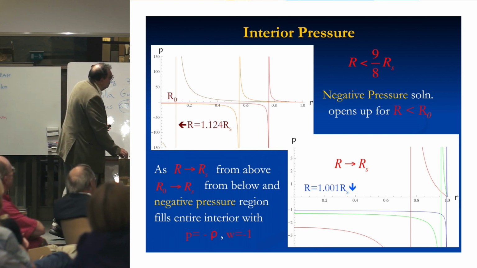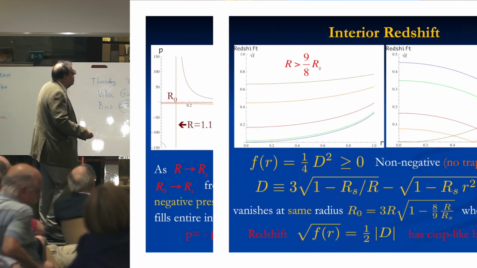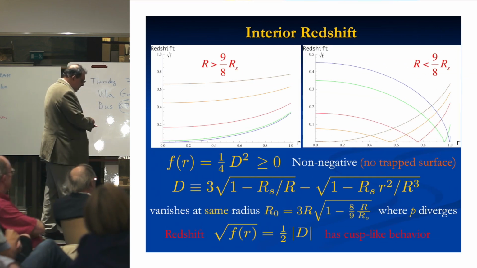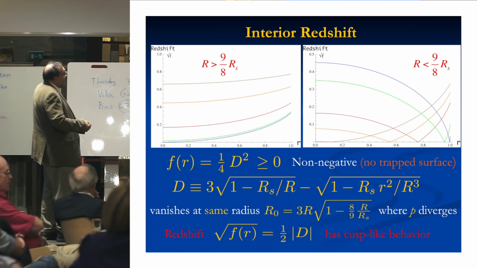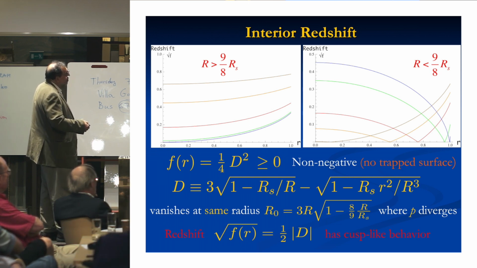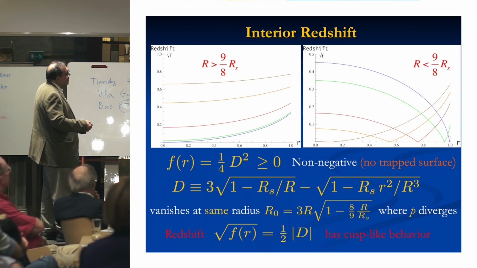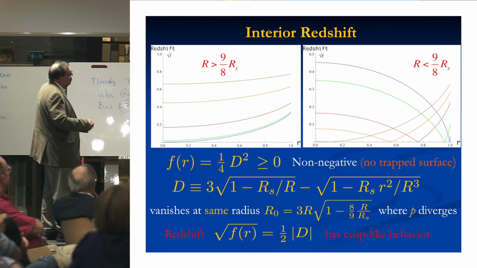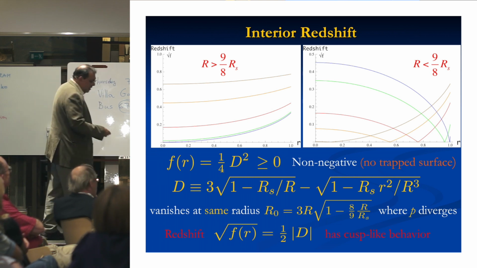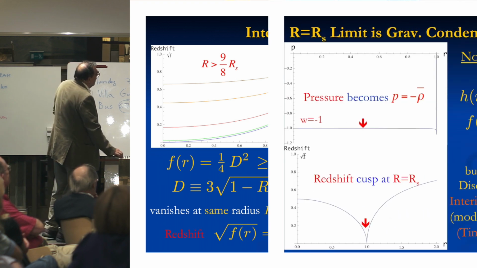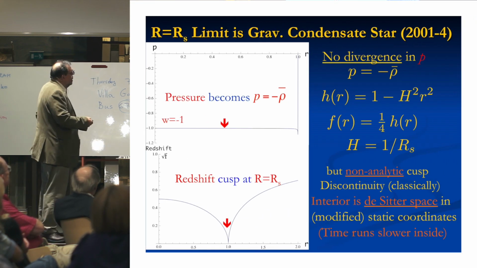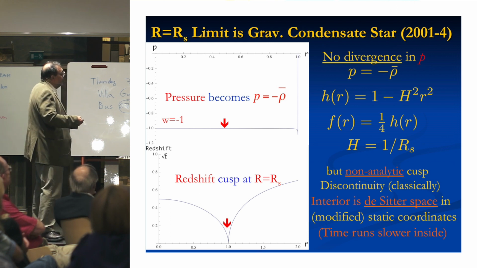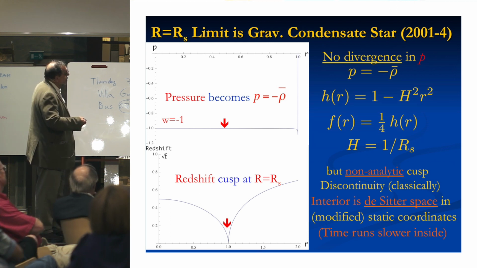Just a feature of the solution. Okay, so this is the metric function. It has a cusp-like behavior because f is d squared, the denominator squared, so it's always positive other than this one point, and this point moves out in the same way as that place where the pressure is diverging. So the redshift factor has this cusp-like behavior, and now you can ask what happens for all of these sequence of solutions, what happens also in the limit.